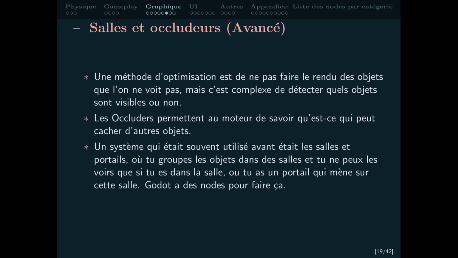count as occluding others. And then it also offers support for an older system, which is very manual, for interiors, which is the rooms and portals, where the idea is that you separate your area in rooms, which contain several objects, and you can see these rooms only if you are inside the room, or if you can see it through a portal, which can be a door, a window, etc. So you have to place them manually, but if you know you're not going to be able to see the room, you don't even send it to the graphics card, and it's pretty easy. But yeah, Godot has some nodes to handle that.